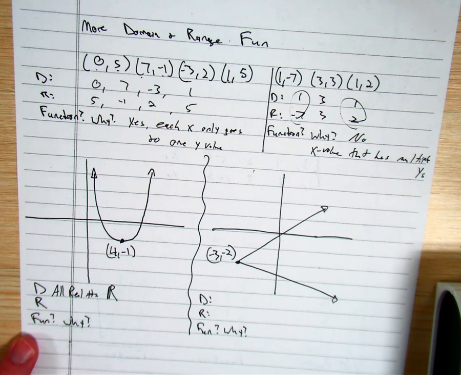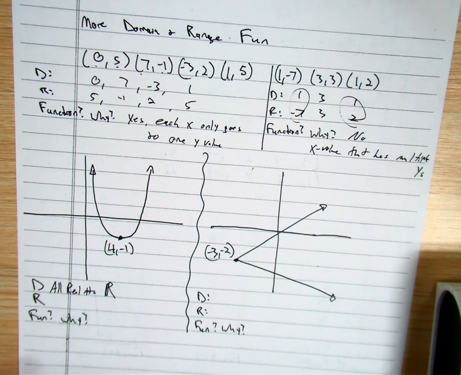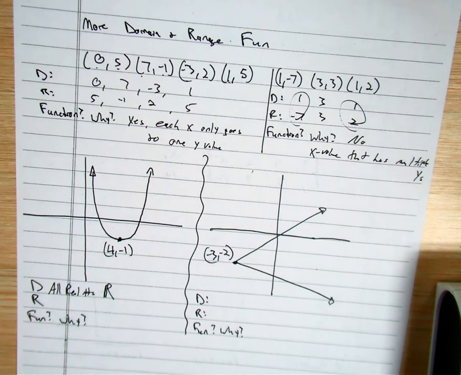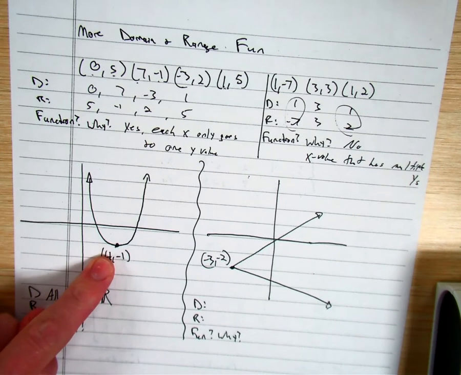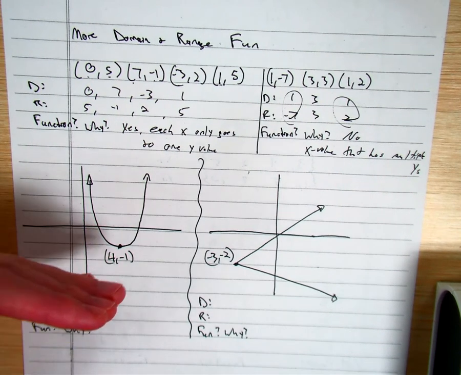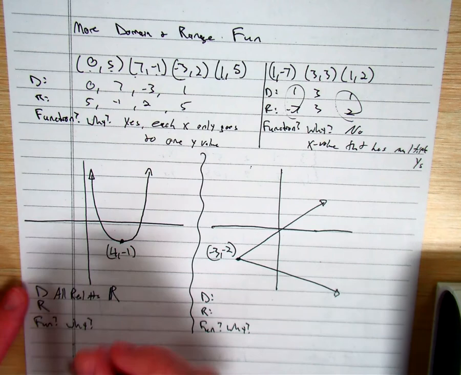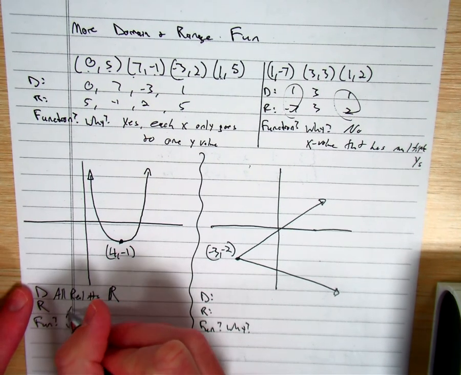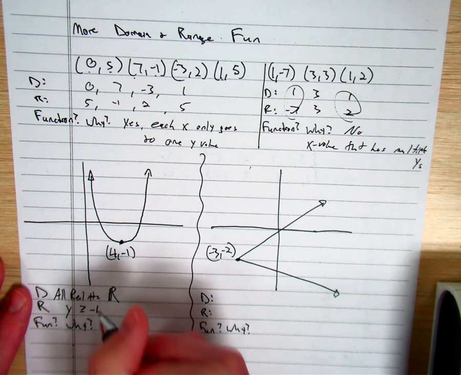My range, what y values am I using? I'm going up forever, but we don't go down forever. What's the lowest y value I get? My lowest y value is -1. So it's all y values that are -1 and up. How can I write that in math? Y's that are greater than or equal to -1.